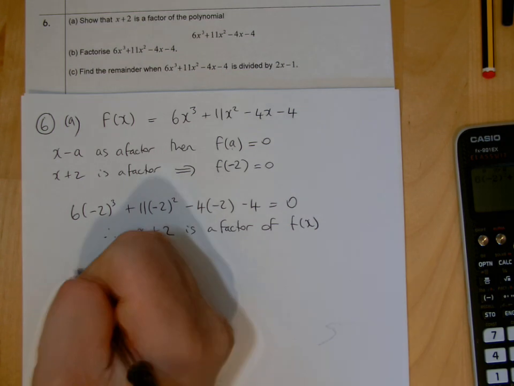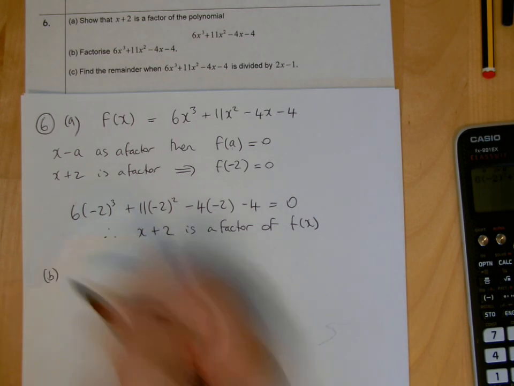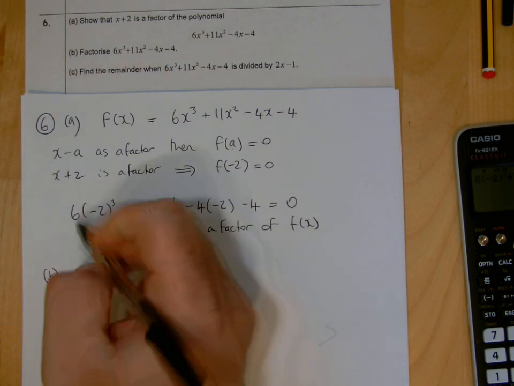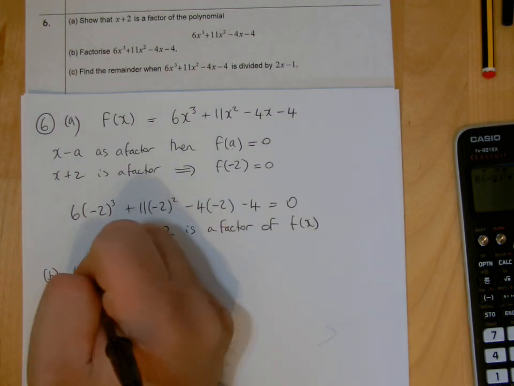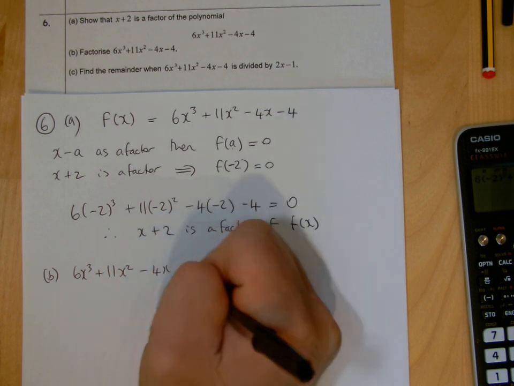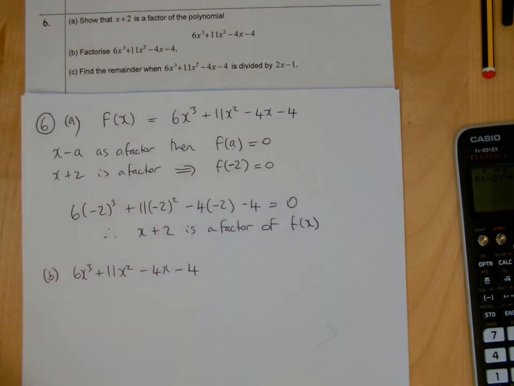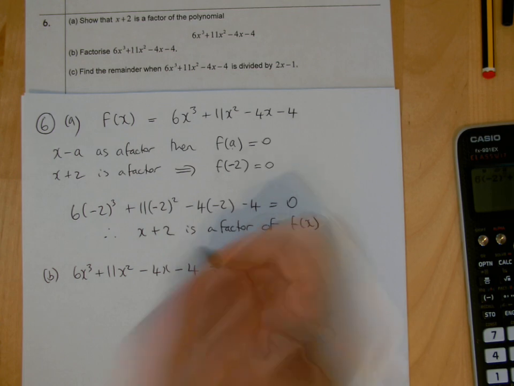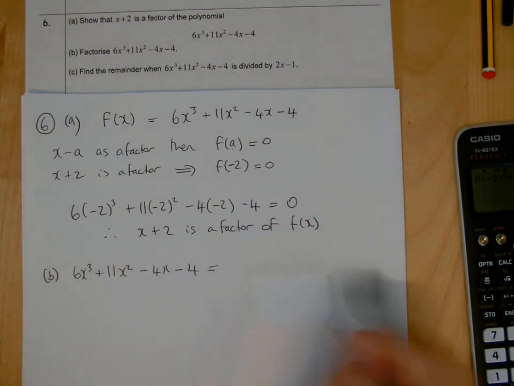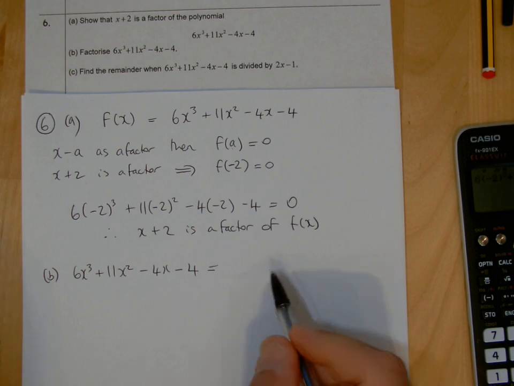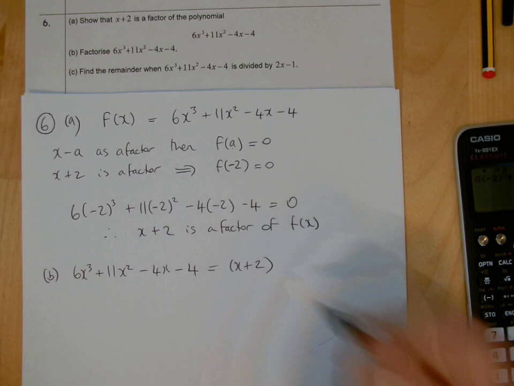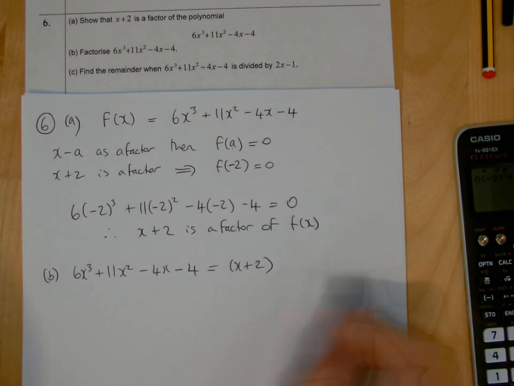Part B then, we need to factorize f of x. Okay, but we've already got one factor now, which is ideal. So we can say, look, 6x cubed plus 11x squared minus 4x minus 4. Now remember, if it's a cubic, we're likely to end up with 3 brackets, yeah? Okay, so x plus 2 is our first bracket, and then there's going to be 2 other brackets.